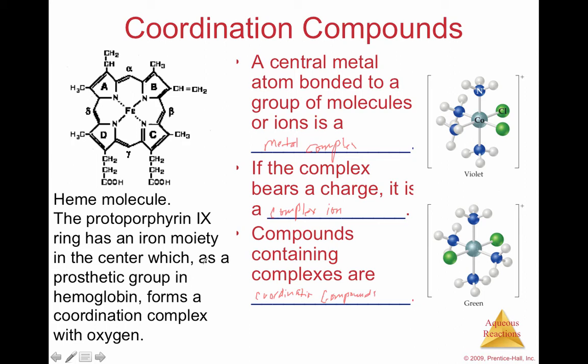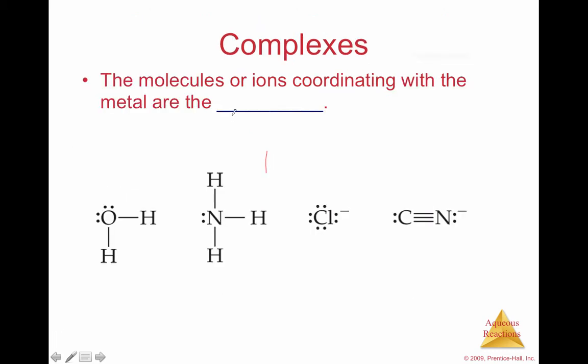Here's an example of a coordination compound. This is the heme molecule, where you have an iron with some ligands around it. This also forms a complex with oxygen, as it is used in our body. The molecules or ions coordinating with the metals are called ligands.